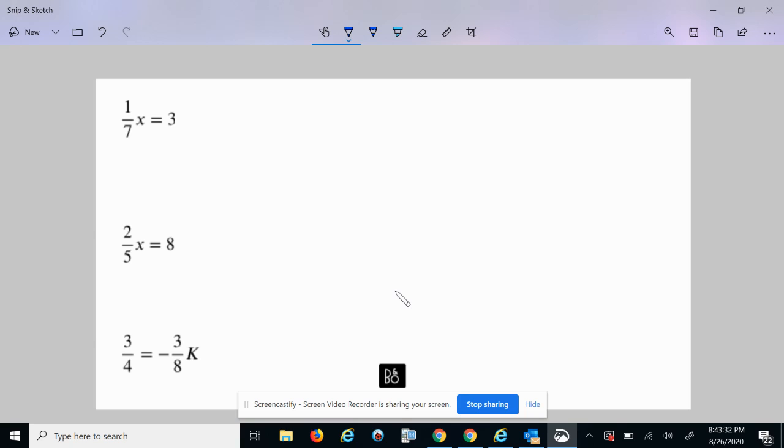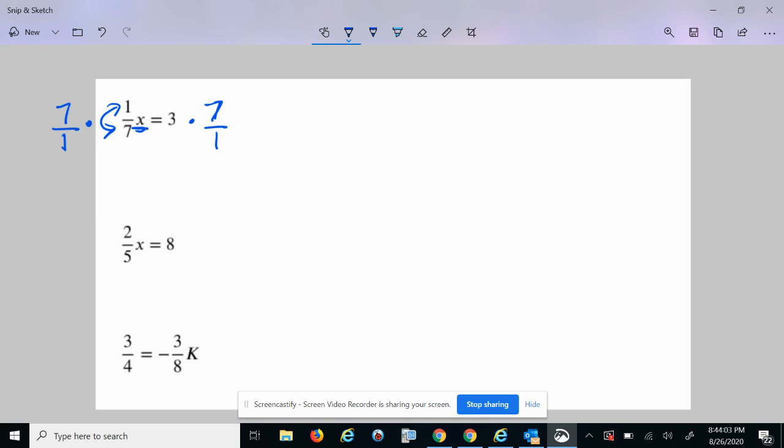I can solve, there's my variable x. To get rid of that fraction, I want to multiply by the reciprocal. So reciprocal means I'm going to flip that fraction upside down. So that 1 over 7 becomes 7 over 1. That's the reciprocal. And I'm multiplying. If I do it on one side, I have to do it on the other side.